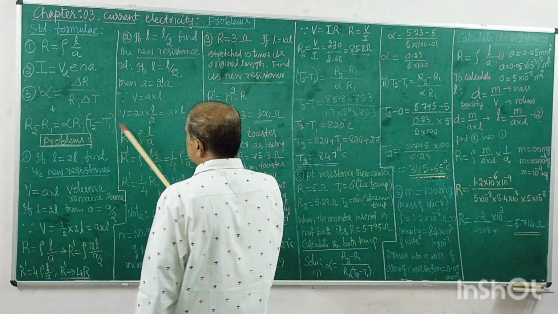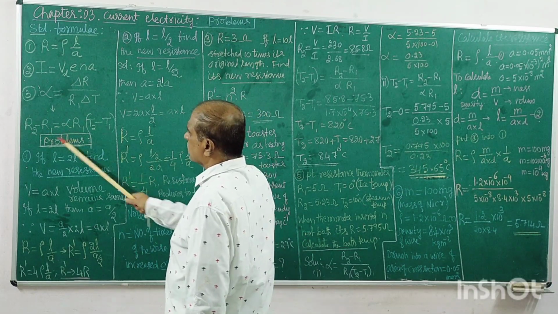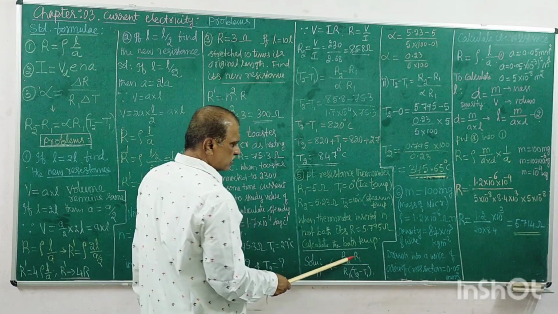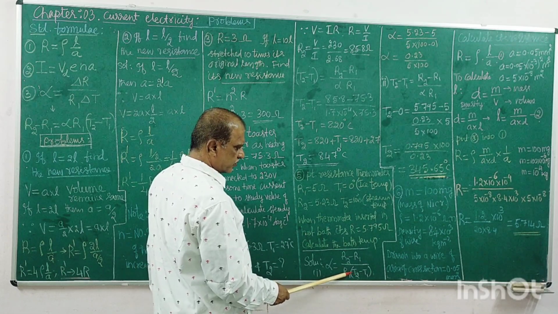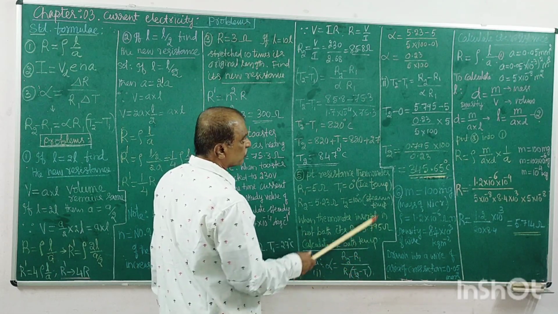Same equation, what is that? This equation can be used. It is alpha is equal to, write this as equation, this divided by this. So R1, R2 substitute and T1, T2 substitute for this.